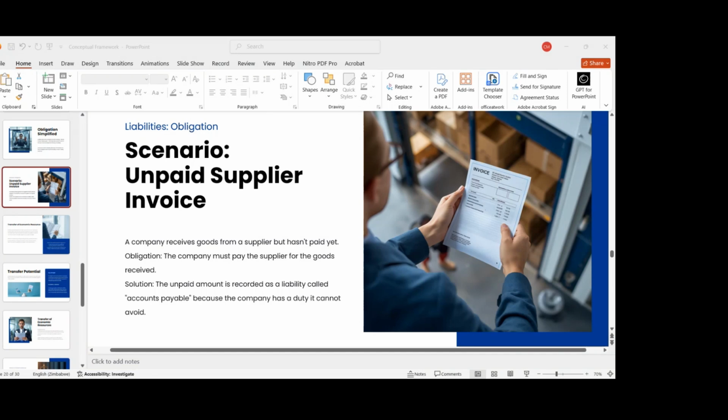Does this make sense? The standards, such as IAS 40, IAS 16, IAS 2, IAS 38 and IFRS 9, deal with items that are not an asset or not a financial liability, and these arise from the conceptual framework. So do you understand the key parts of a liability? A simple scenario: a company receives goods from a supplier, but hasn't paid yet. The company must pay the supplier for the goods received, and so the unpaid amount is recorded as a liability. Why? Because the company has a duty it cannot avoid.